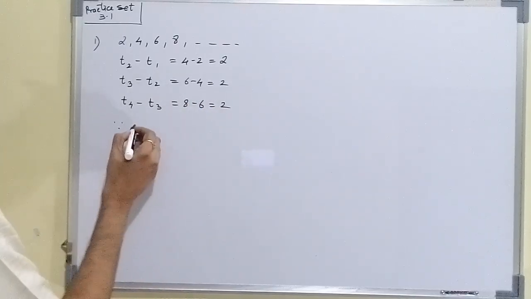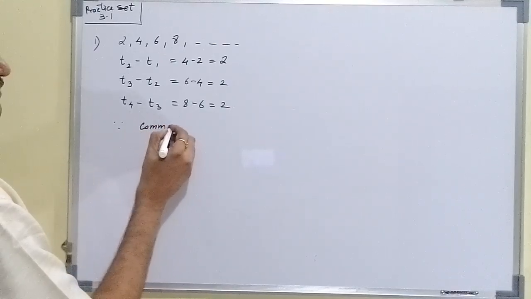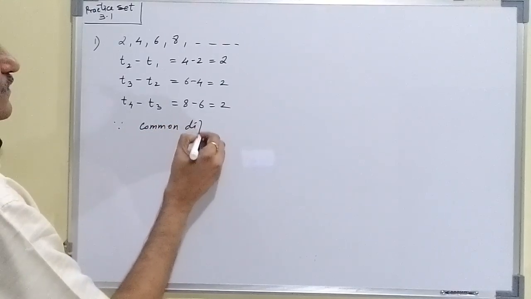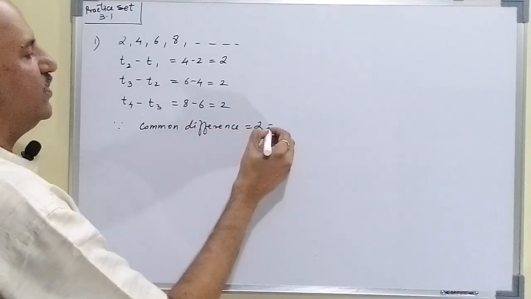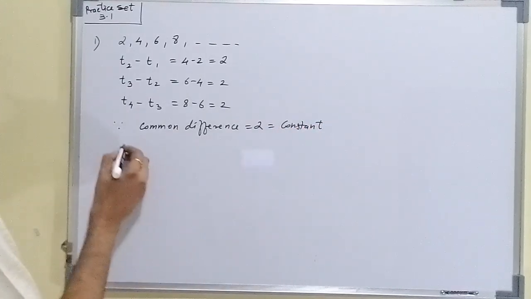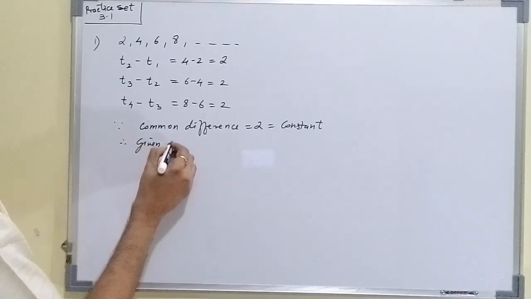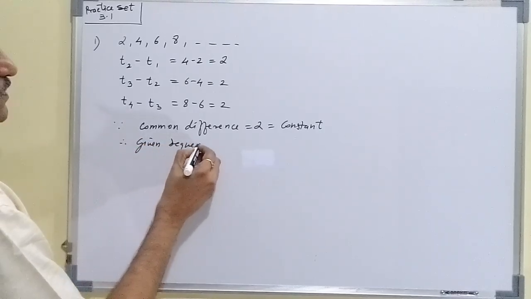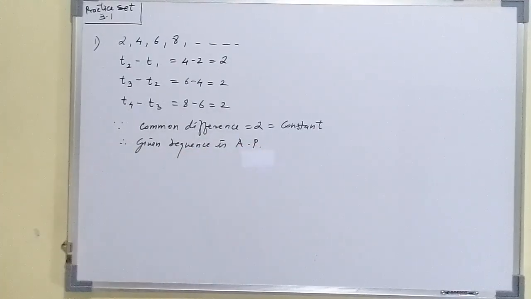Now write down, since common difference equal to 2, which is constant, therefore given sequence is arithmetic progression, AP. Go for next question.